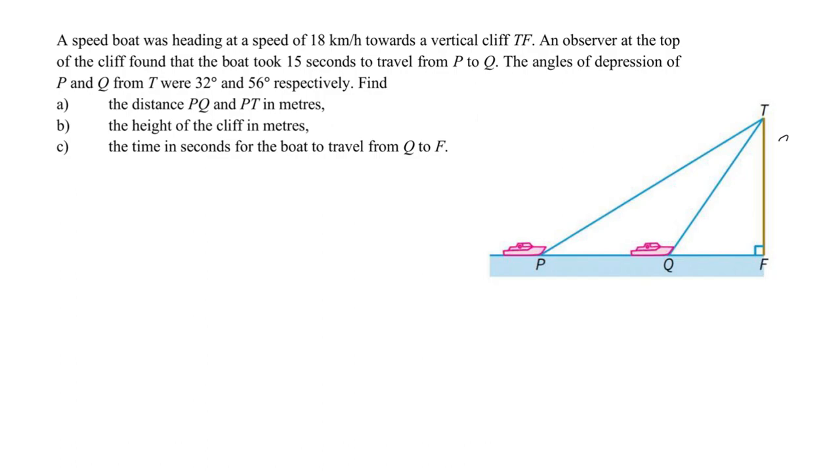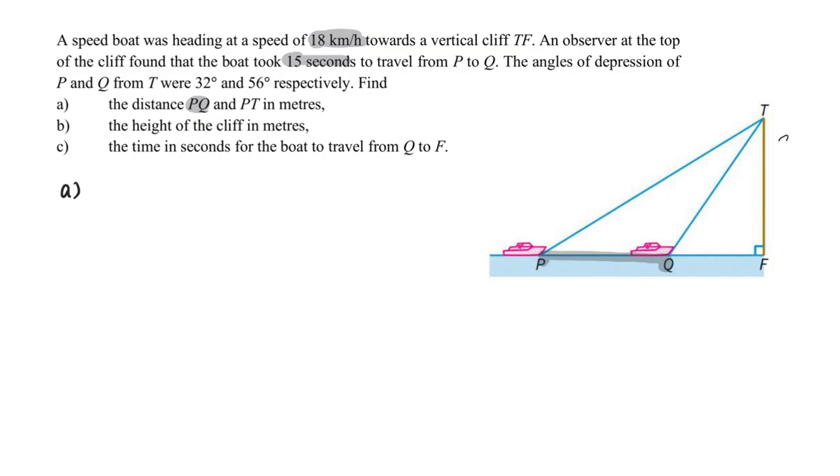The first thing is for part A, PQ. We could find that easily since we are given speed and time. But the speed is given in kilometer per hour and the time taken is given in seconds. So some conversion is required at our end. We need to make sure that the units are the same.